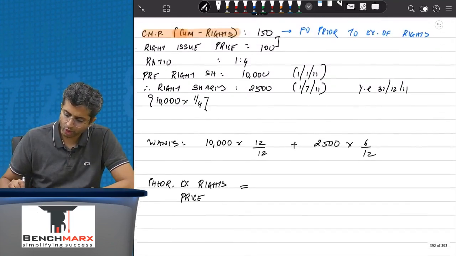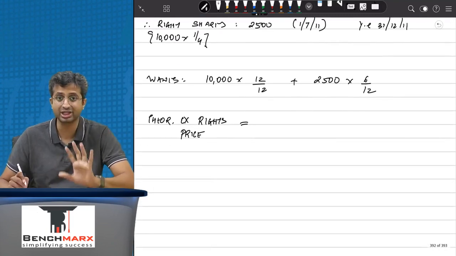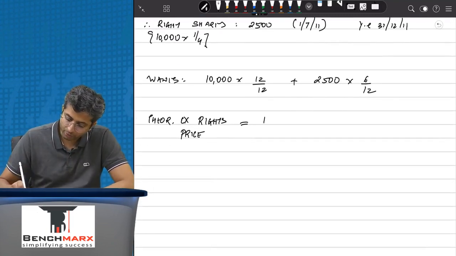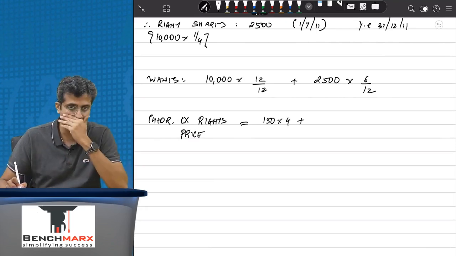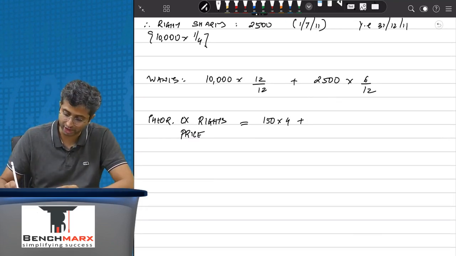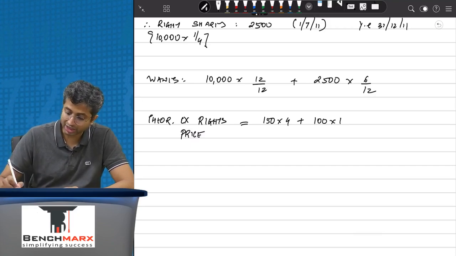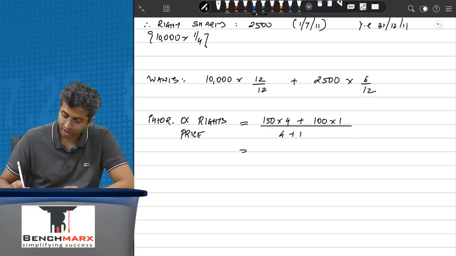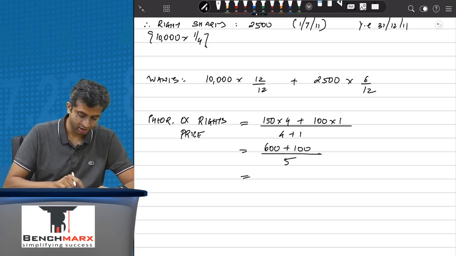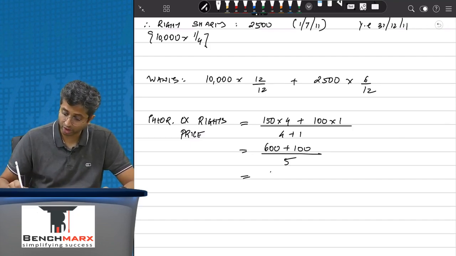If I want to subscribe to the rights, and this is what the institute does, and rightly so, I'll have to buy 4 shares at 150 rupees each. That is when I will get the ability to subscribe to one right share. One right share will not come free of cost. I'll have to pay 100 rupees, against which I will get one right share, which means for a total of 4 plus 1, that is 5 shares, I've ended up spending 600 plus 100, and hence 700 divided by 5 will come to 140.